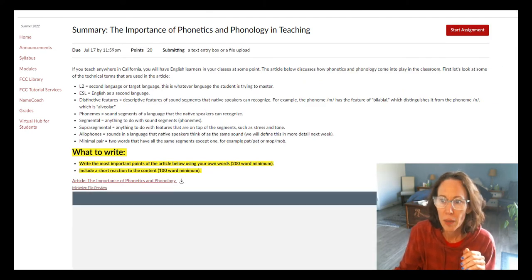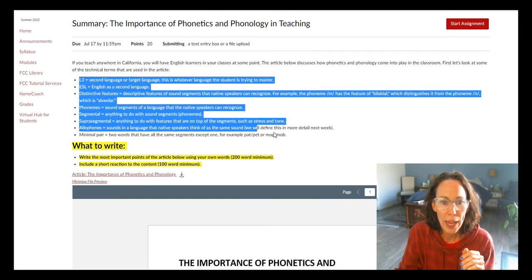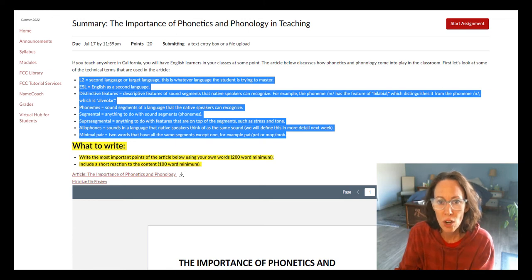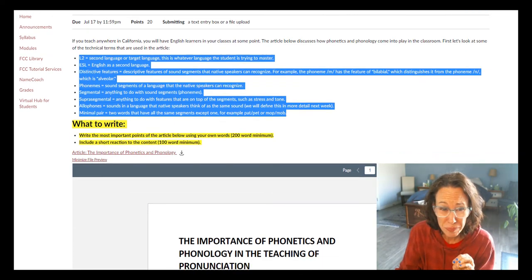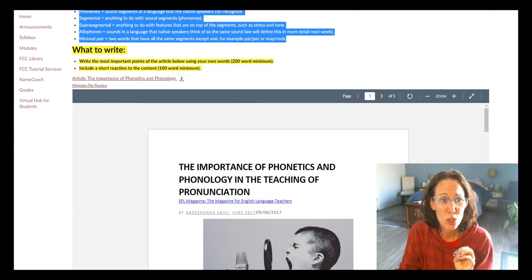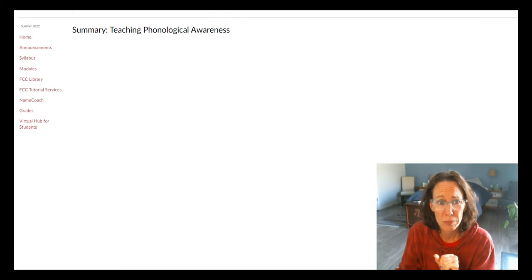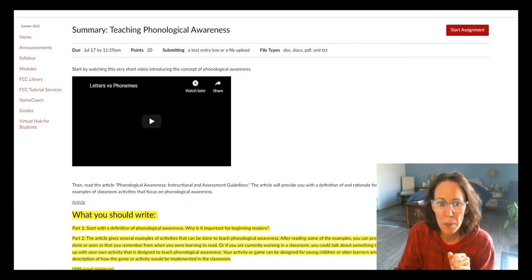Okay, and then for this one, I've got a lot of vocabulary up front because this article is a little bit technical. So really what I'm just asking you to do is to tell me some of the most important points, just a really short, 200-word minimum, a couple of points that you picked out, and then your reaction to it. Okay, nothing too fancy there. What did you get from the article, or it's like a chapter of a book.